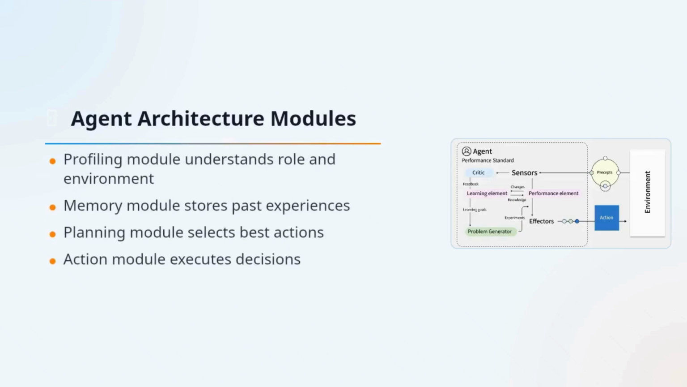The architecture of an AI agent is often explained through 4 modules. The profiling module helps the agent understand its role and gather perceptions from the environment. The memory module stores past experiences so the agent can improve over time. Then the planning module decides what to do, and the action module carries that decision into the real world.